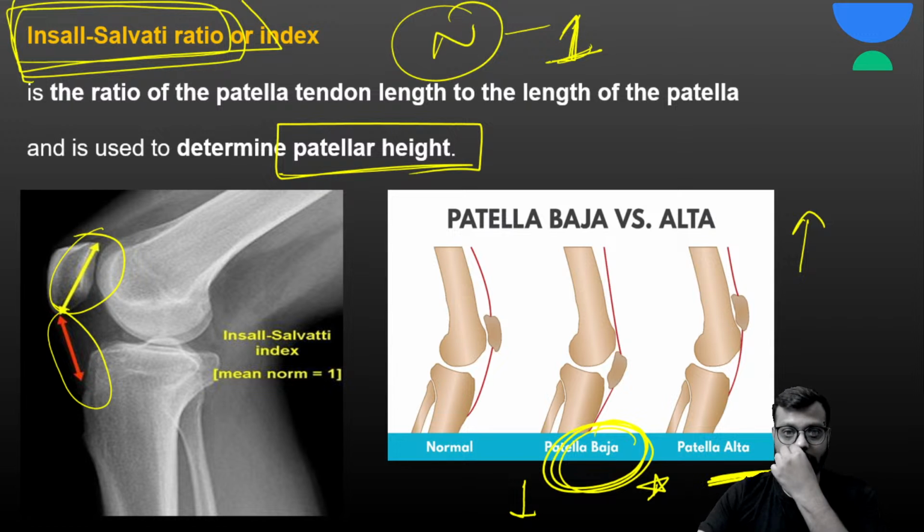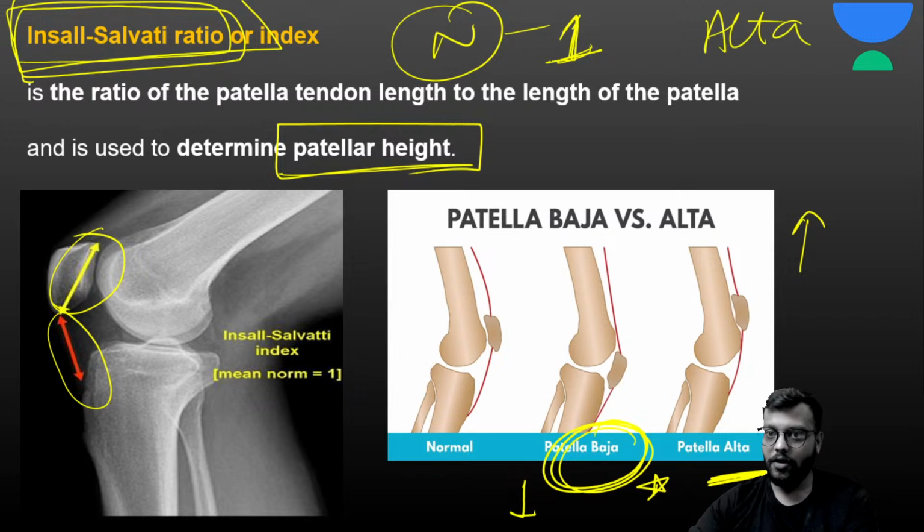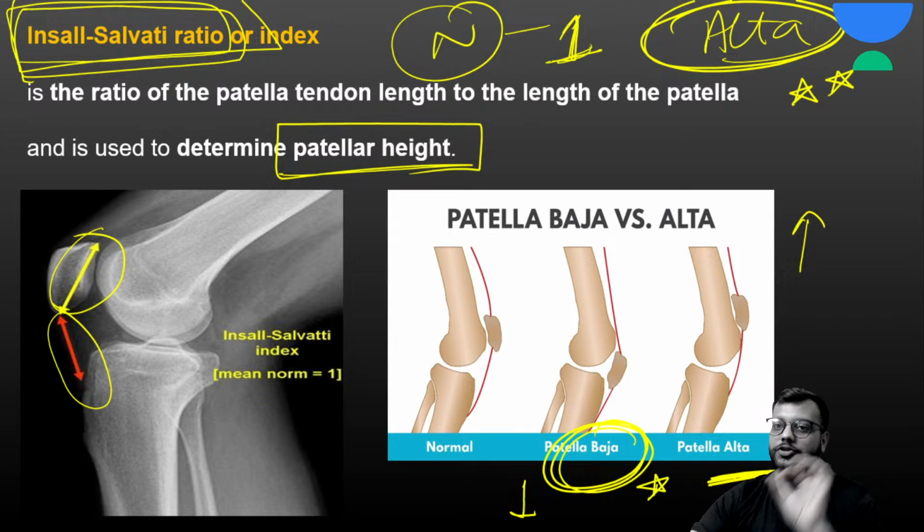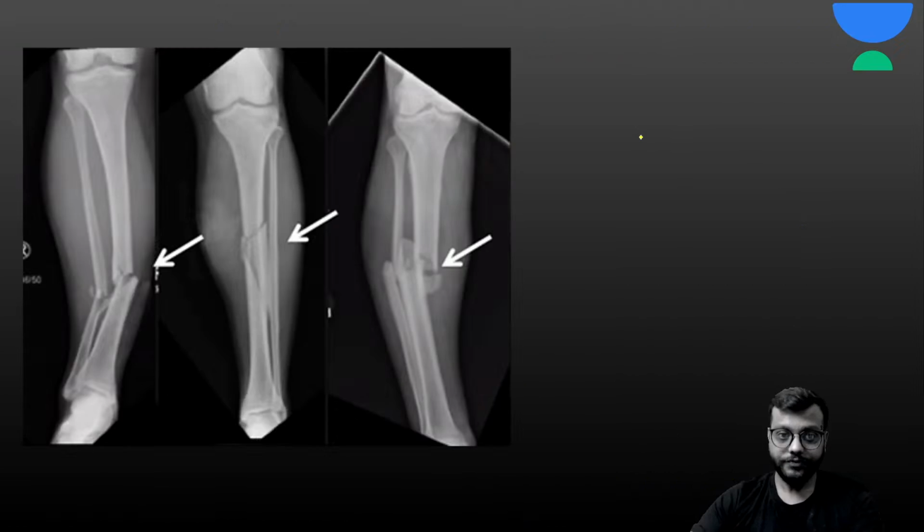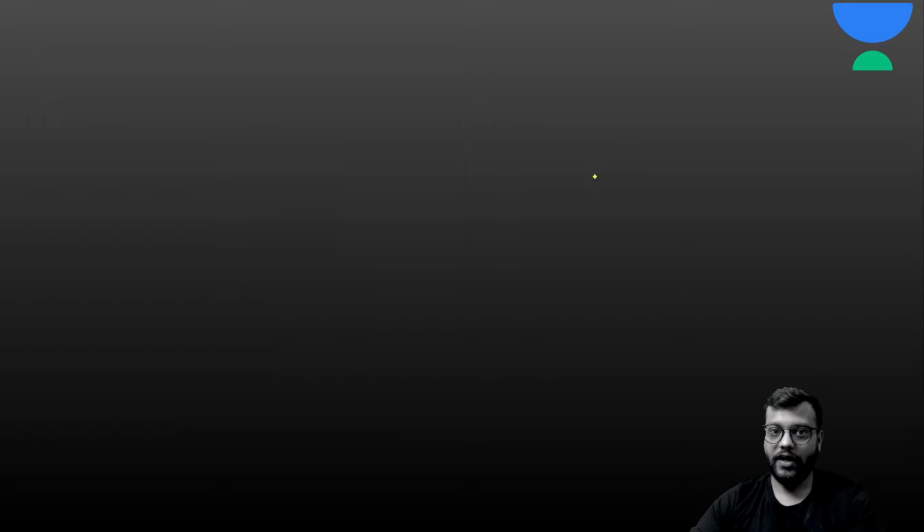And remember, the recurrent or the habitual dislocations are more common in case of patella alta. In patella alta, the recurrent or the habitual patellar dislocations are more common. Very important. Okay, here you can see the fracture of tibia.